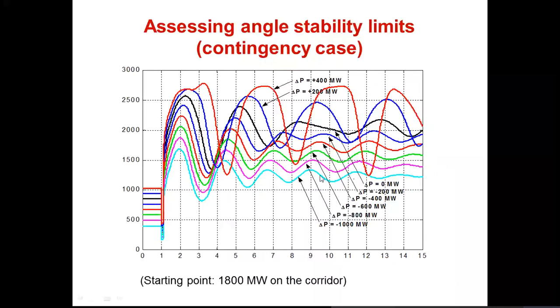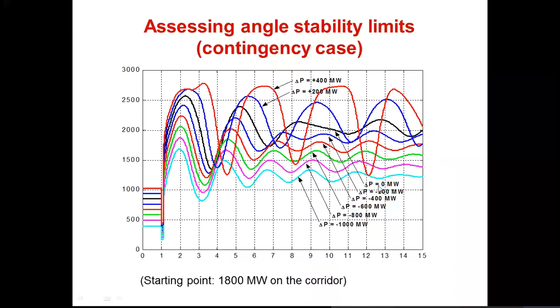But if we have an increased amount of power flow, then we find increased magnitude of oscillations, and it does not damp out even after 8 or 10 seconds here. Okay, so with this change shown here, the base case is 1800 megawatt.